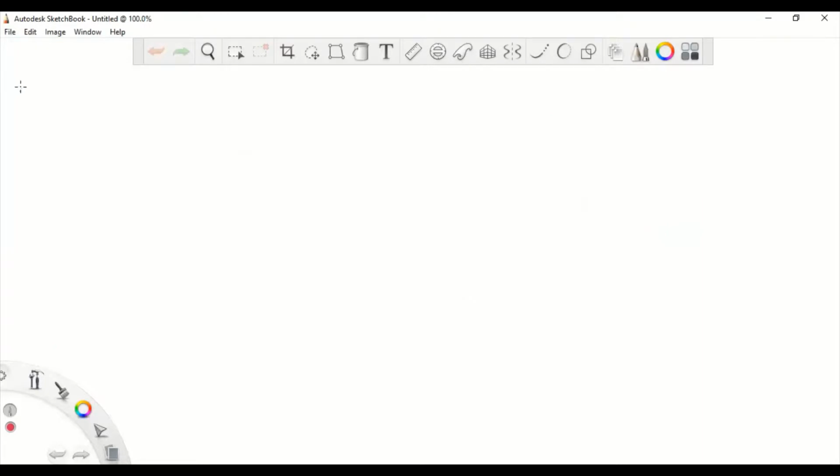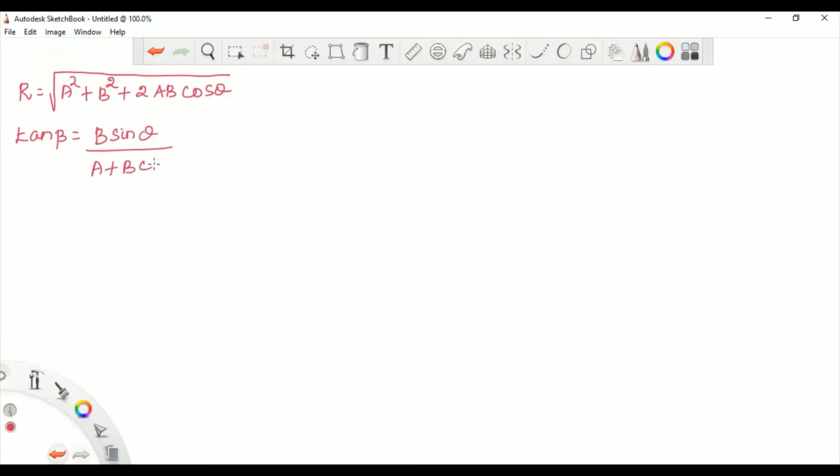So first let me write what is R. R is equal to root of A square plus B square plus 2AB cos theta, and this is the magnitude, and tan beta is equal to, what is tan beta? Tan beta is equal to B sin theta divided by A plus B cos theta.